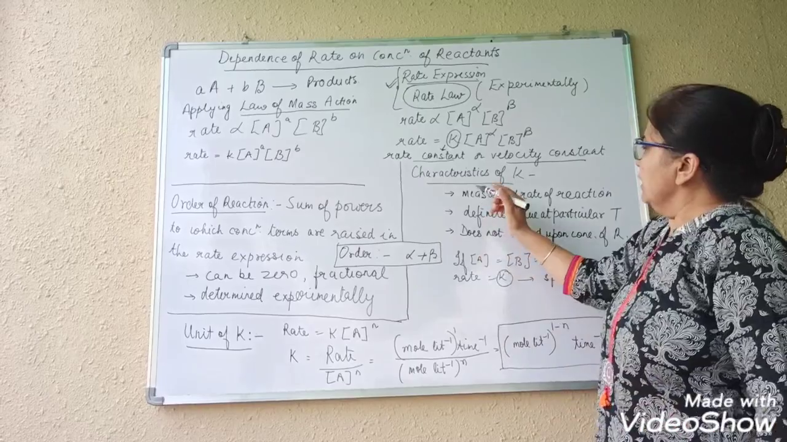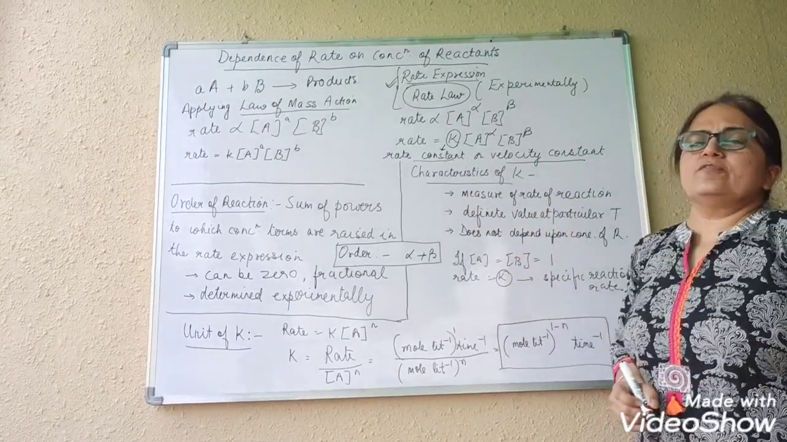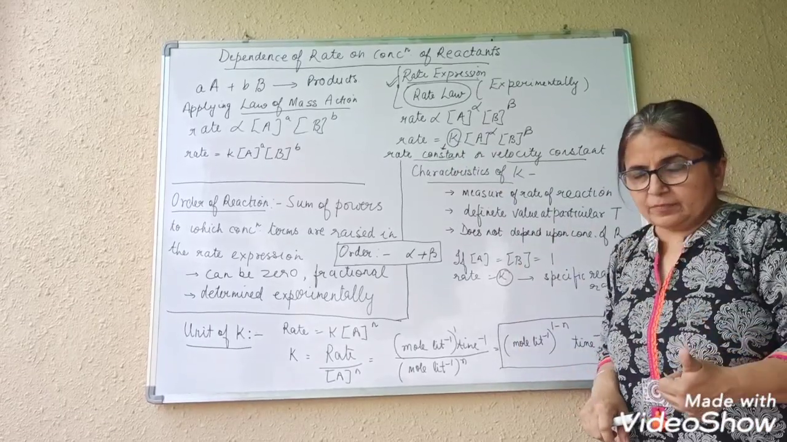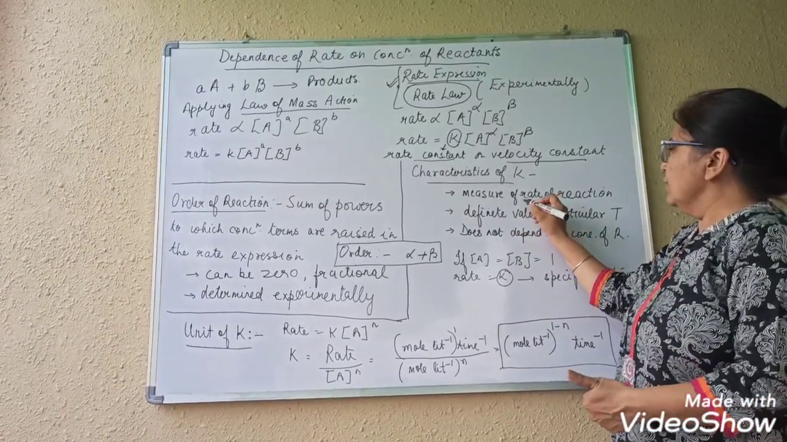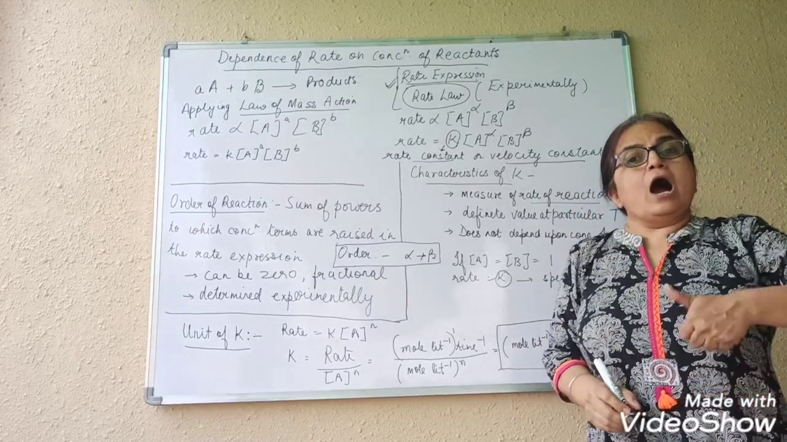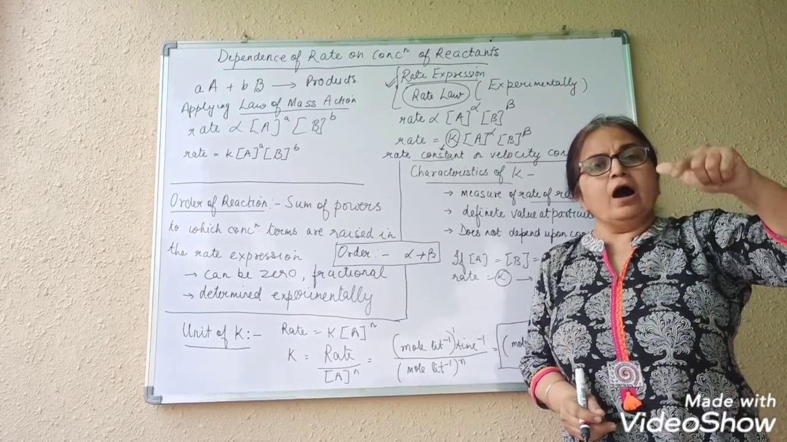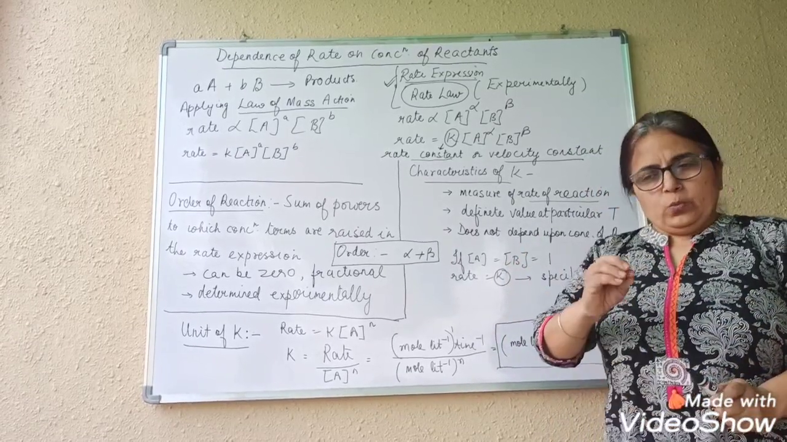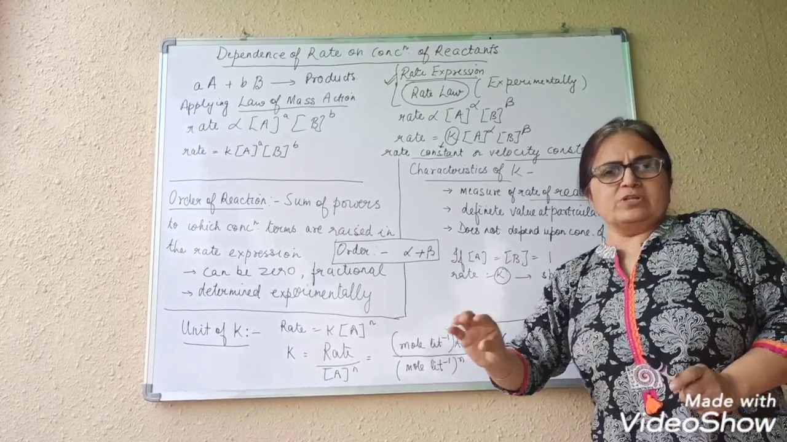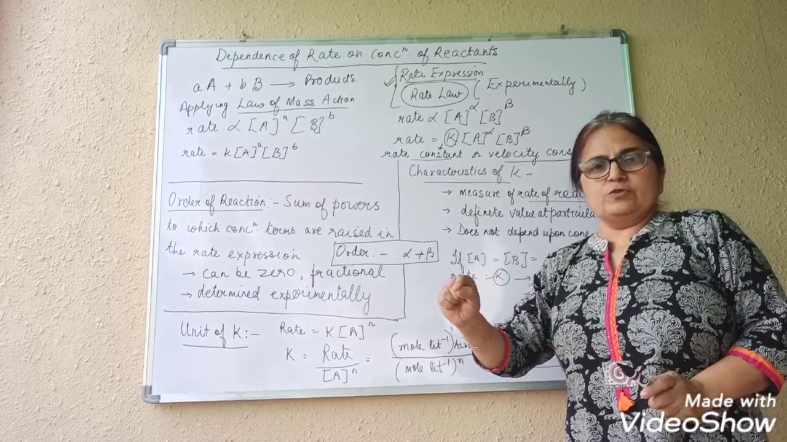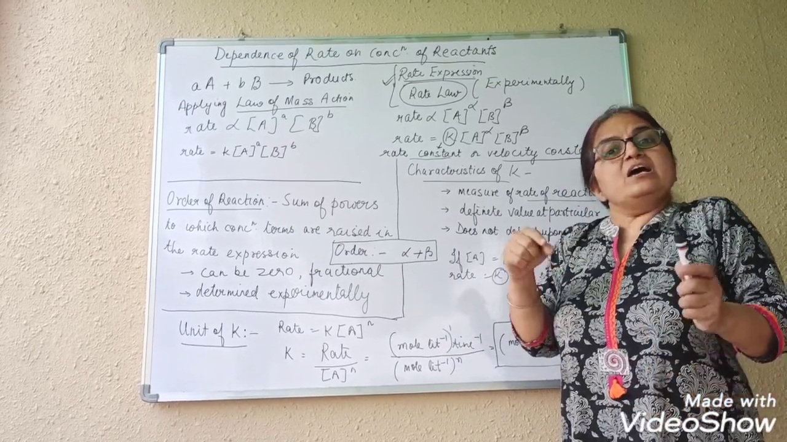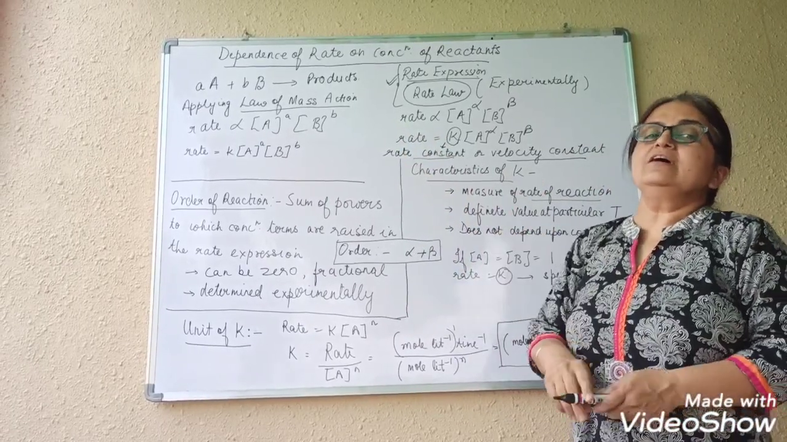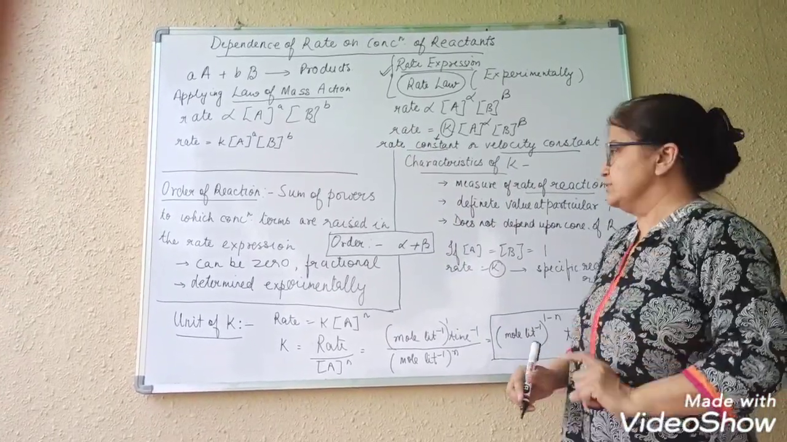Then, what are the characteristics of the rate constant K which we have written here? Number one, it is a measure of the rate of reaction, meaning the higher the K value, the higher the rate of reaction. Suppose a question gives you 3-4 options with K values for different reactions and asks which has more rate of reaction. The higher the K value, the more the rate of reaction. That is the first factor.